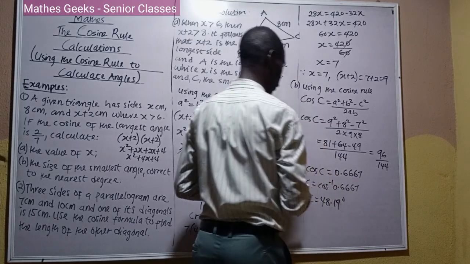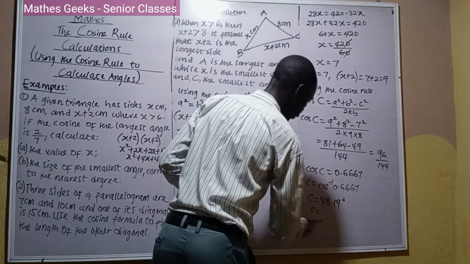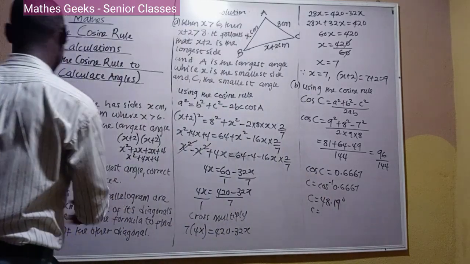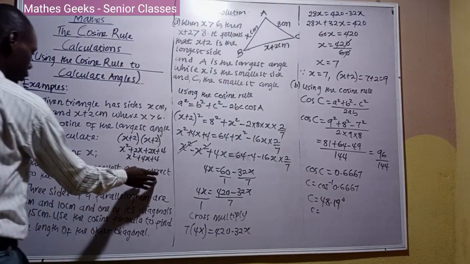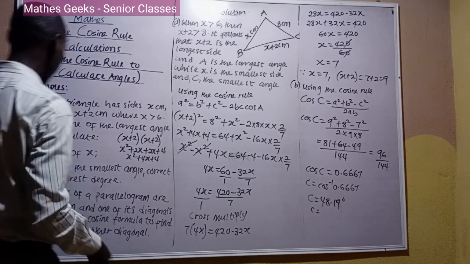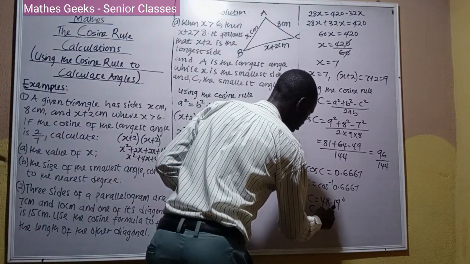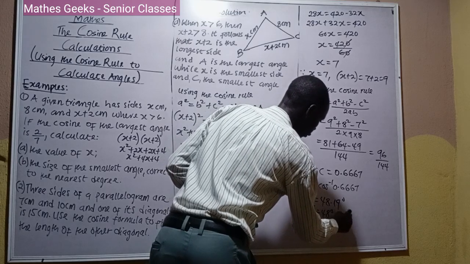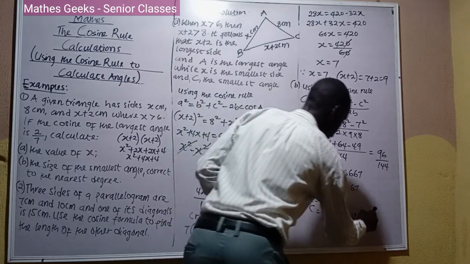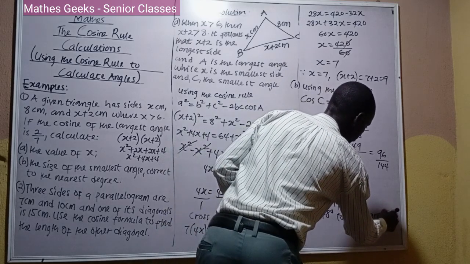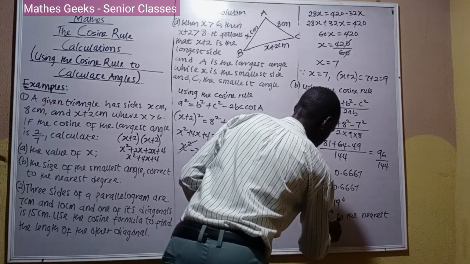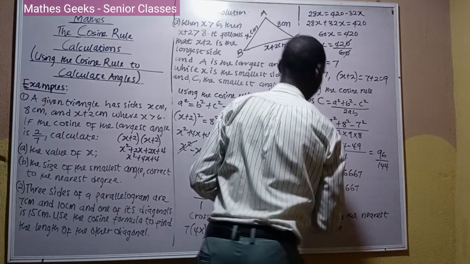48.19 degrees. C is equal to... we were instructed to give the answer correct to the nearest degree. So C is equal to 48 degrees to the nearest degree.